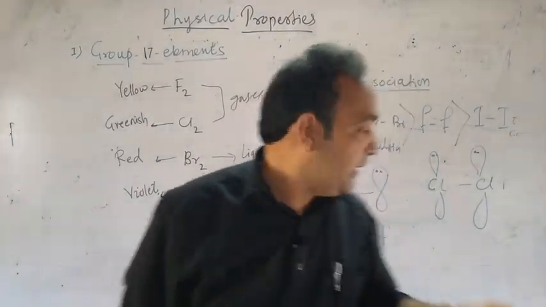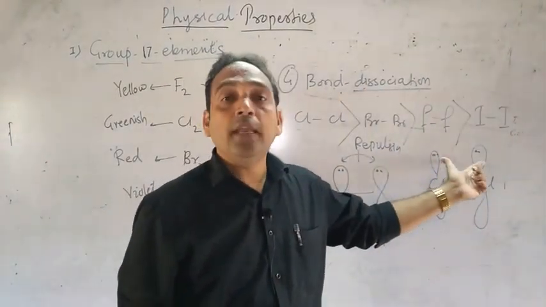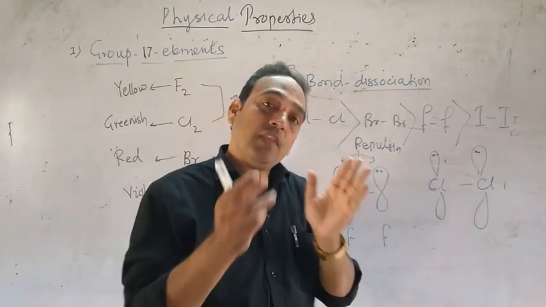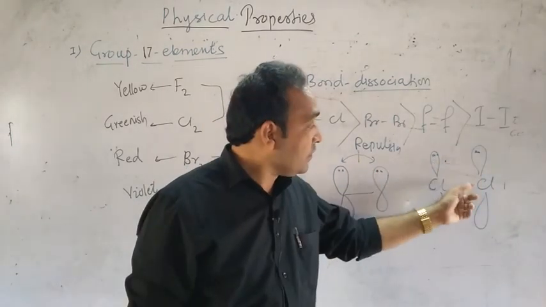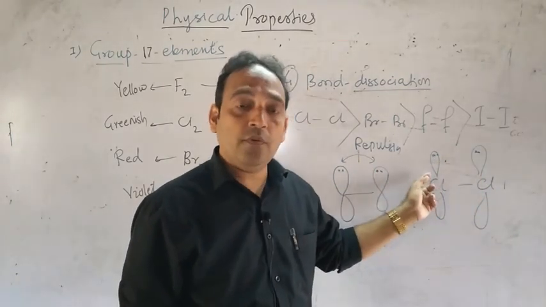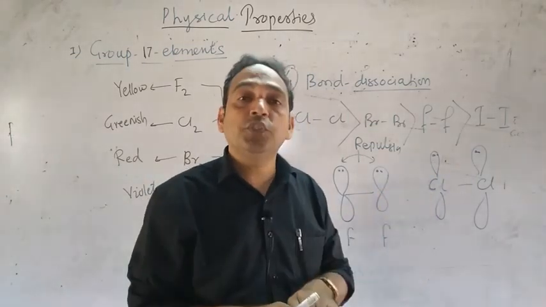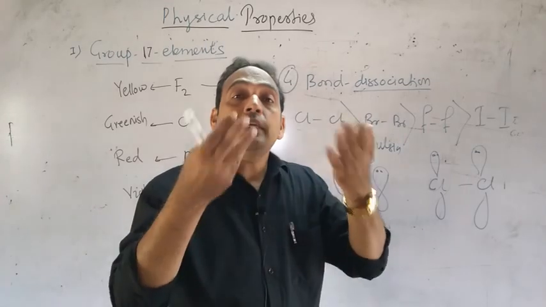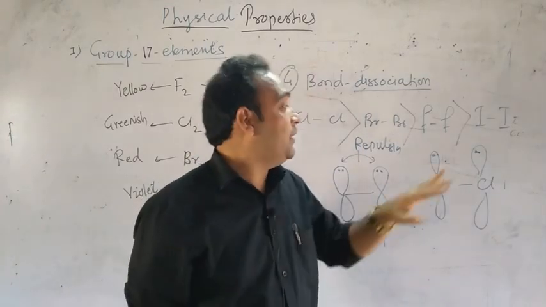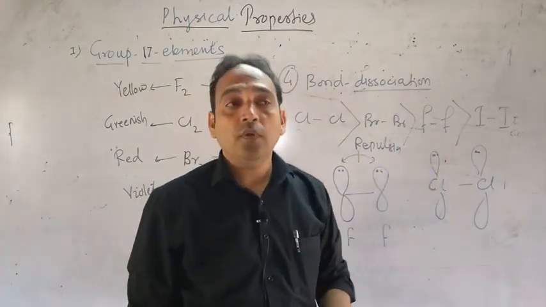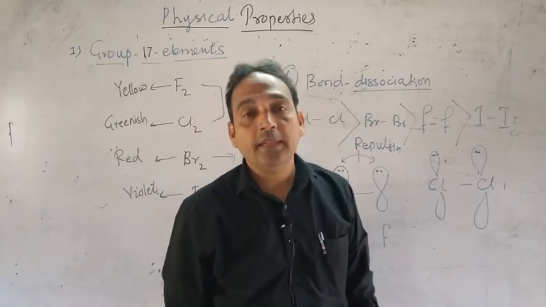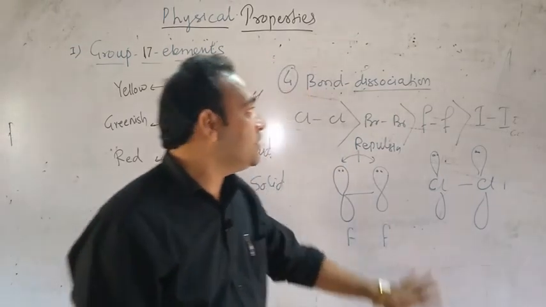But here what happens, in chlorine's case repulsion is less because the distance between lone pairs of electrons of each chlorine atom is large, less repulsion is there, bond becomes stronger, and that's why more amount of energy is required to break the Cl-Cl bond. So this is all about the physical property of halogen family.